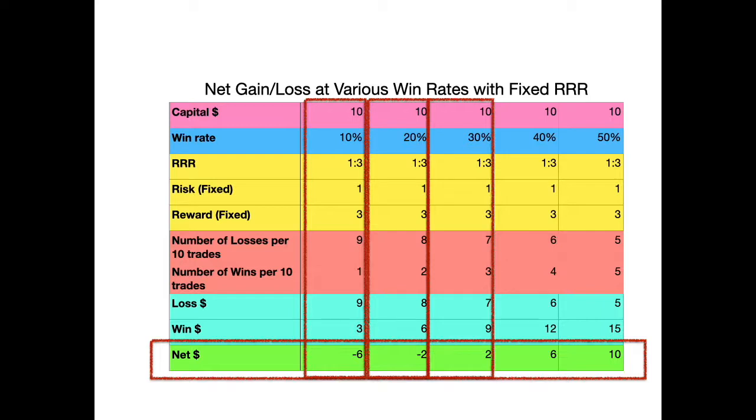So these two tables show us the importance of combining the win rate with the RRR. A trader who has a win rate of 40% or higher will be able to enter trades with RRR at 1:2 and still come out with a profit. A trader with a win rate of 30% must only enter trades with an RRR of 1:3 or better in order to stand to gain.